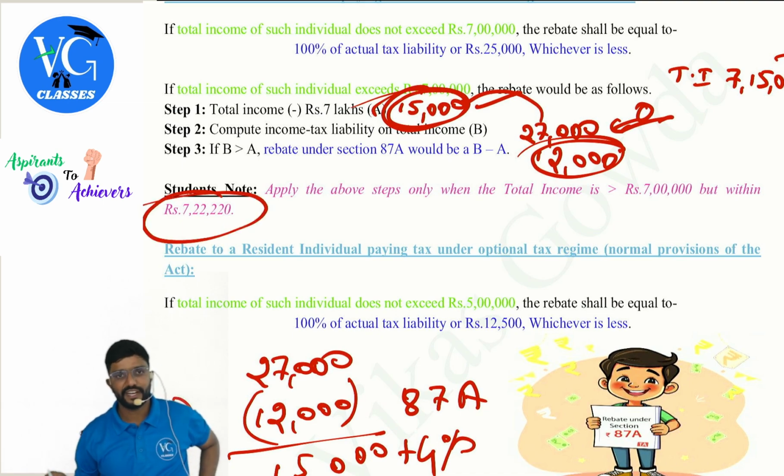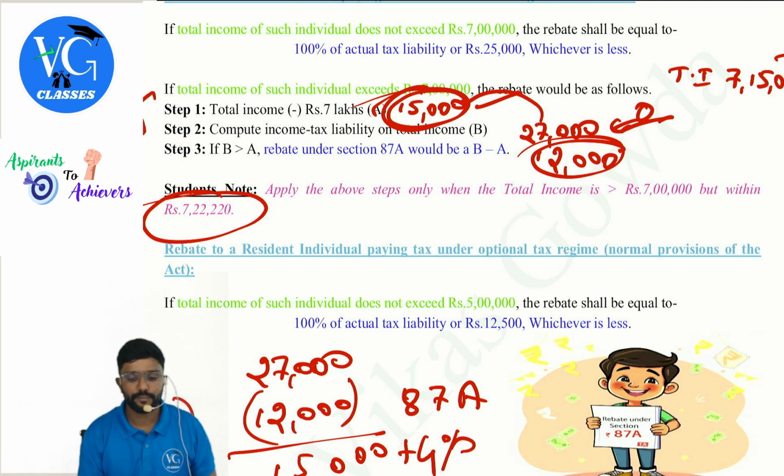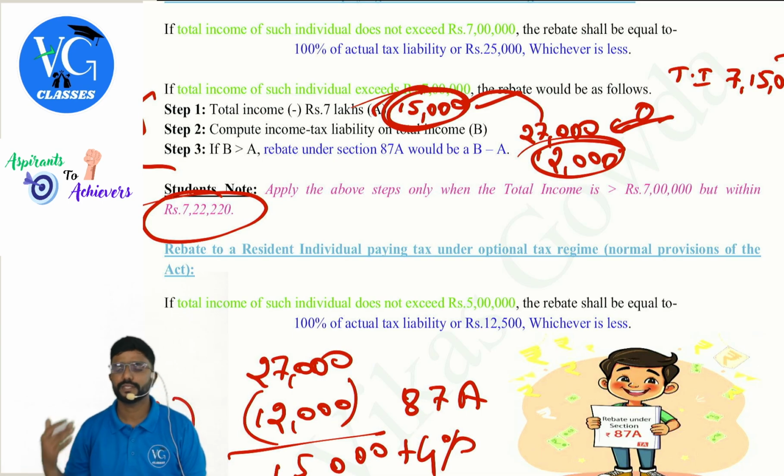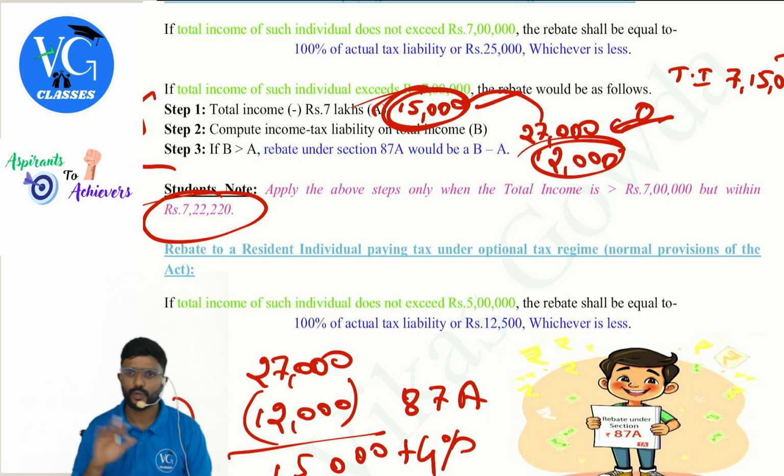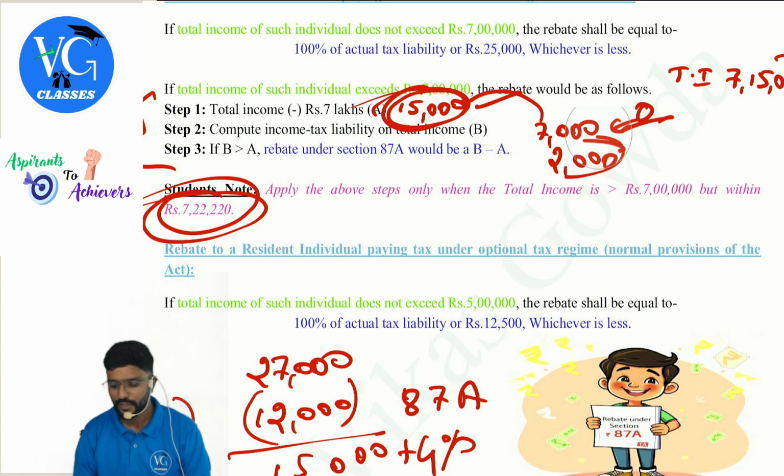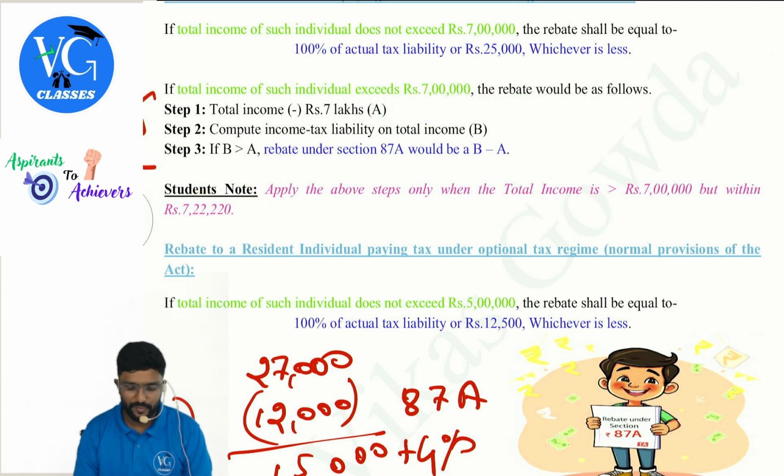This is a computed figure, guys. Only if your total income is more than 7 lakh but up to 7 lakh 22,220, check these steps. Sir, what if it is 7 lakh 30,000, 7 lakh 40,000, 7 lakh 50,000 and so on? No need to check. Even if you check, you will get zero rebate. So try to remember this amount. It is not given in the law, guys, but it is good to remember because you should know exactly when to apply these steps.